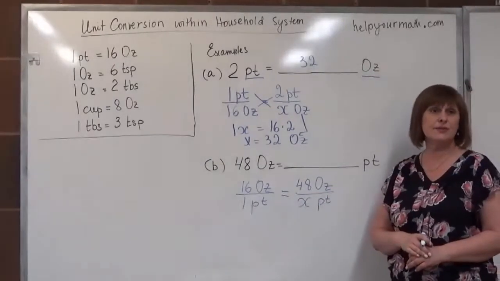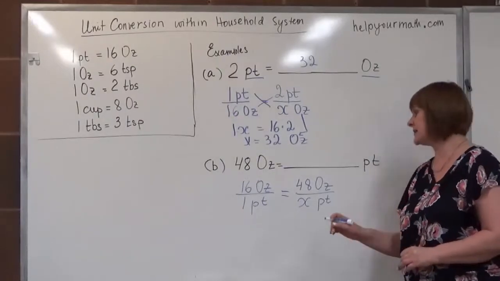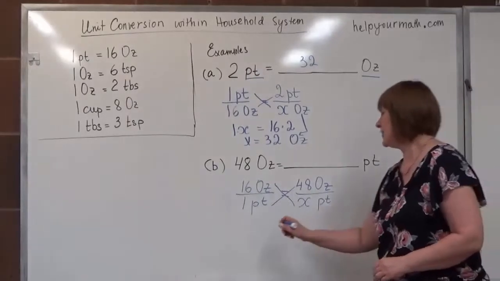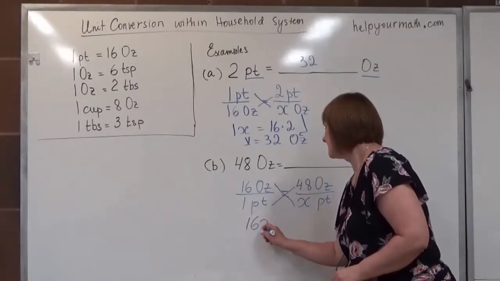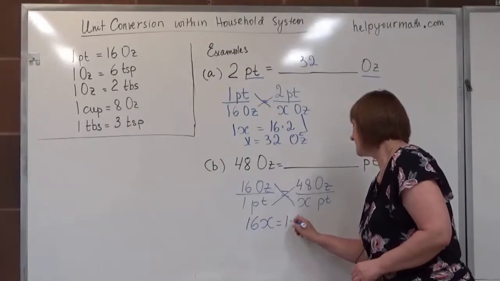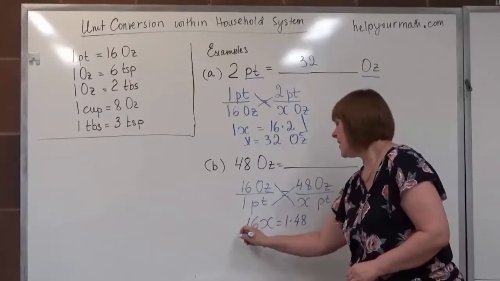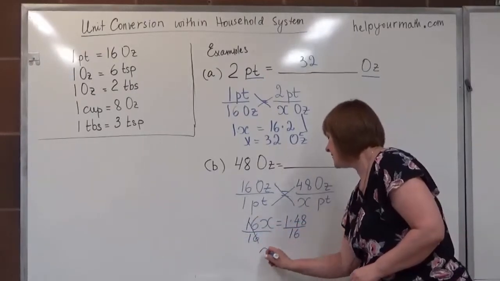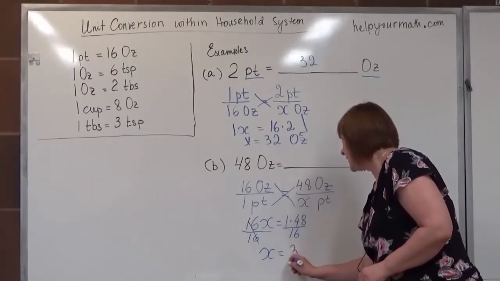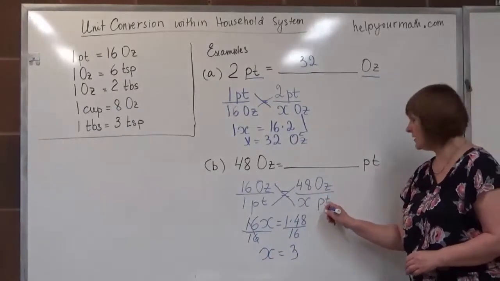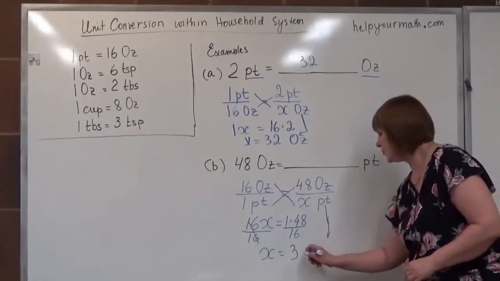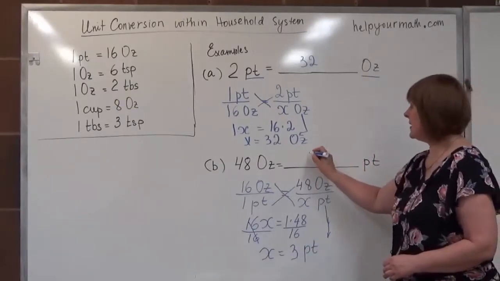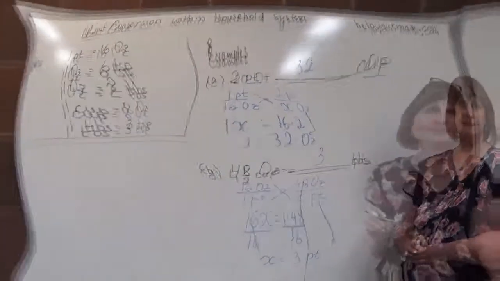And again, to continue solving the proportion, we will find the cross products. That will be 16 times x and 1 times 48. And after division by 16, we will find that x equals 3, and we will check what the unit was that we needed to find. It was pints. So we can answer that 48 ounces equals 3 pints.